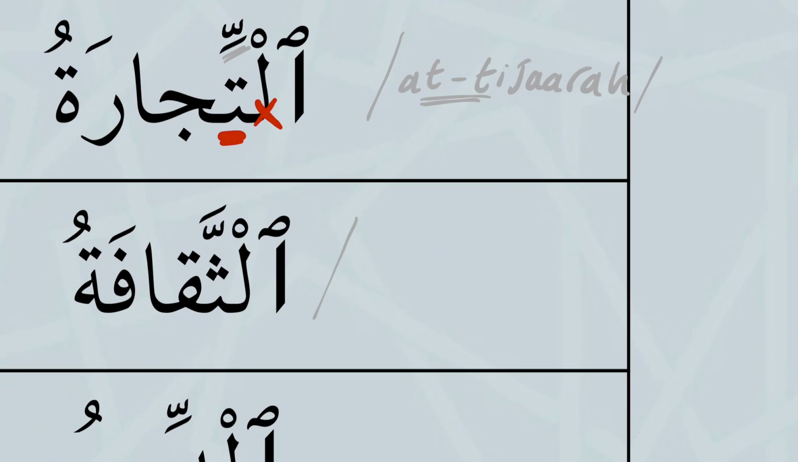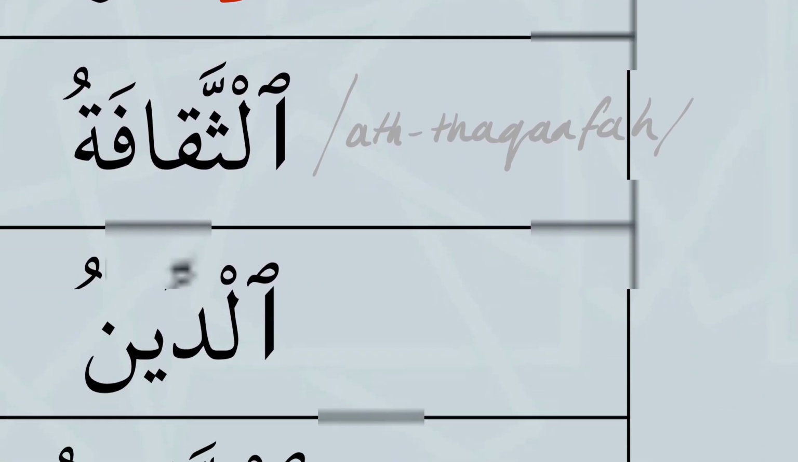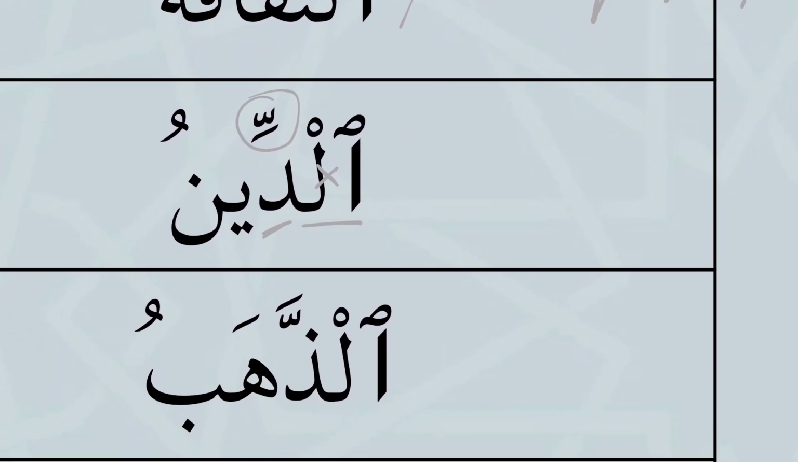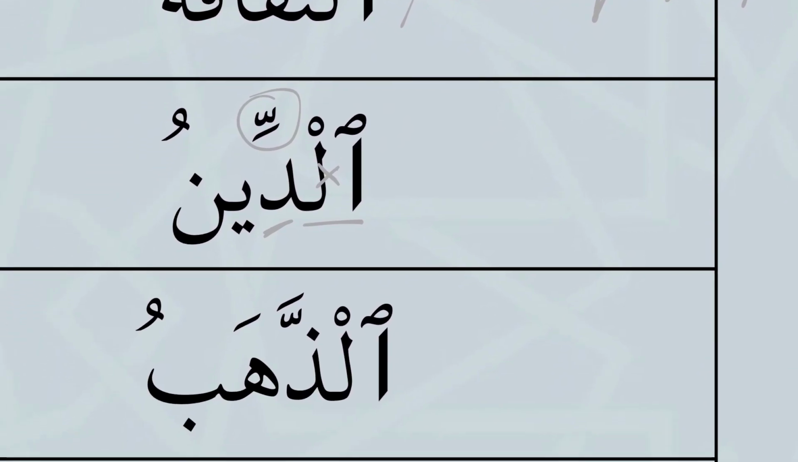الثقافة, الثقافة. So if I were to transliterate it, it's at-thaqafa, right? Here, the lam is not pronounced because there's a shadda. So ad-din, الدين. Again, الذهب. Notice how the flow of my speech compares between the two. Here, it's more flowy, easier on the tongue, with less movement of the tongue. الذهب.